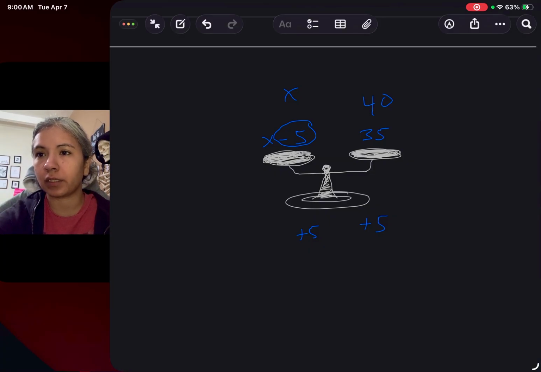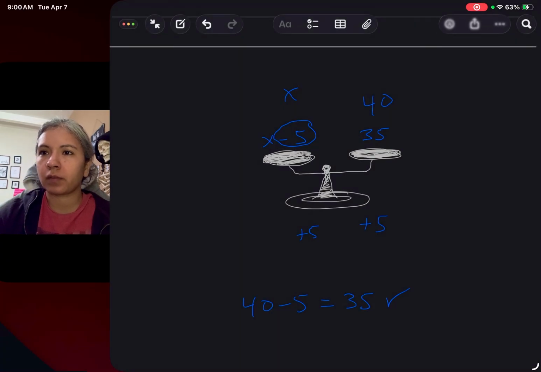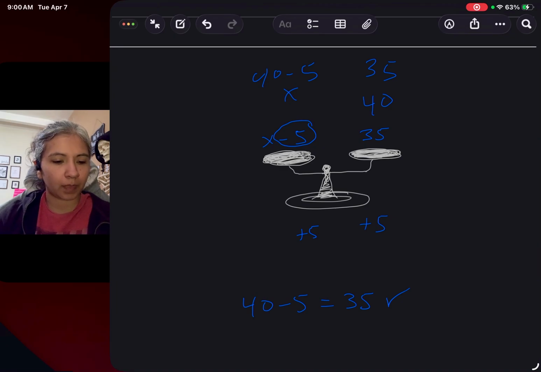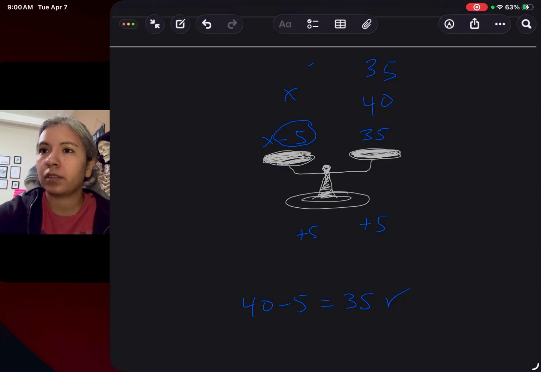So if we plug that back in, we do 40 minus 5 equals 35. That is true. So it would be balanced if we put in the 40 minus 5 and 35. That is still a balanced equation. And that's what we did to get the x by itself. So now let's do another one. It's a little bit different.